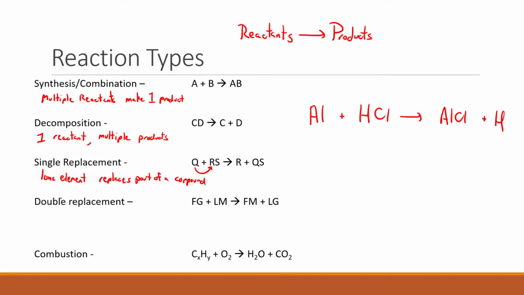A double replacement is a swap. Two elements trade spots. Right? Instead of one element coming to replace, like a single replacement, one element comes and kicks the other one out of a compound. In a double replacement, here we're going to watch the M and the G trade spots with each other. So F was with G, now F is with M. L was with M, now L is with G. So the M replaced the G replaced the M.